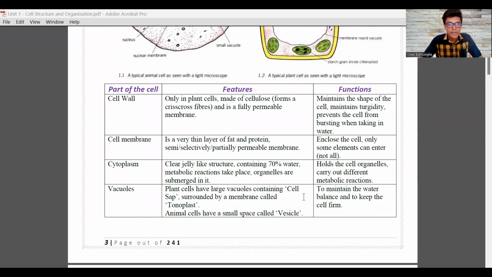Moving on to the parts of the cell, its features and functions. First, the cell wall: only present in plant cells, made of cellulose, and is a fully permeable membrane. For those who do not know, fully permeable means it allows any and all substances to go through it. Moving on to the functions of the cell wall, it is the main thing that maintains the shape of the cell and maintains turgidity, which prevents the cell from bursting when taking in water.